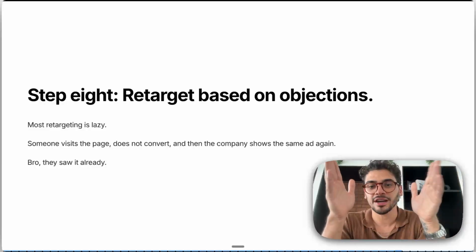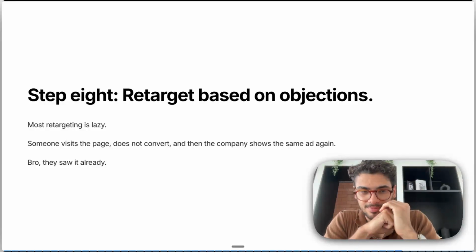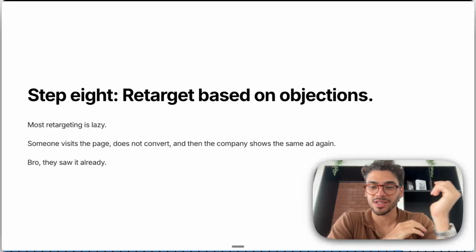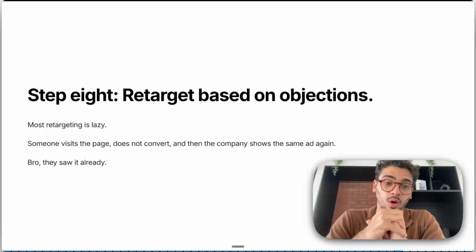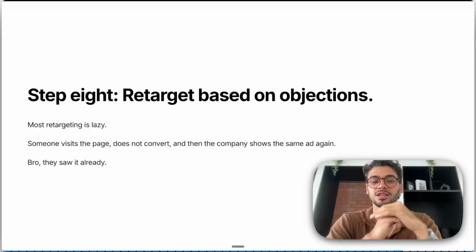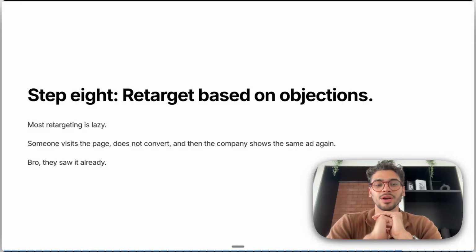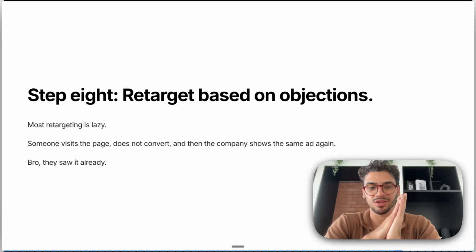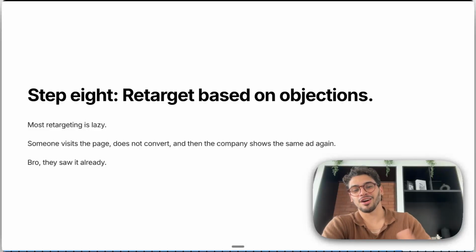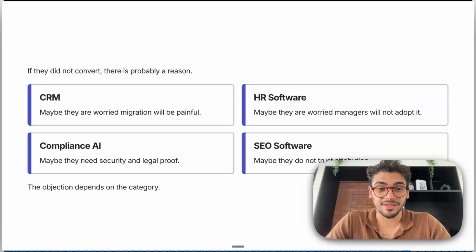Step 8, retarget based on objections. Most retargeting is very lazy, and you shouldn't be lazy here, because retargeting is your best way to convert the people that are already warm and just need a small nudge to close, right? It's about objection handling. Someone visits the page, does not convert, and then the company shows the same ad again. It won't work. Bro, they saw it already, right? If they did not convert, there's probably a reason.